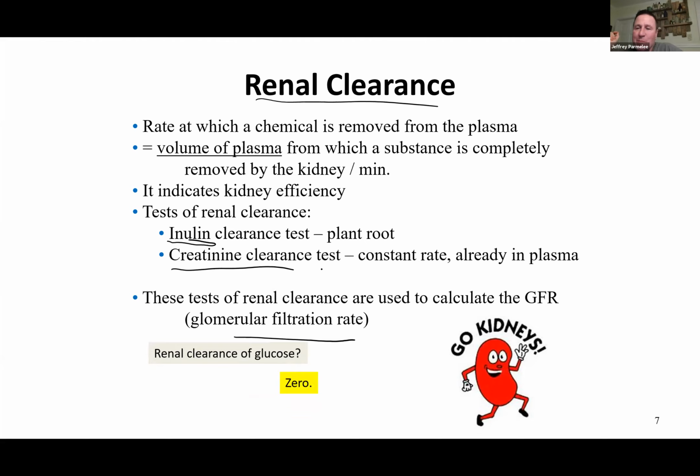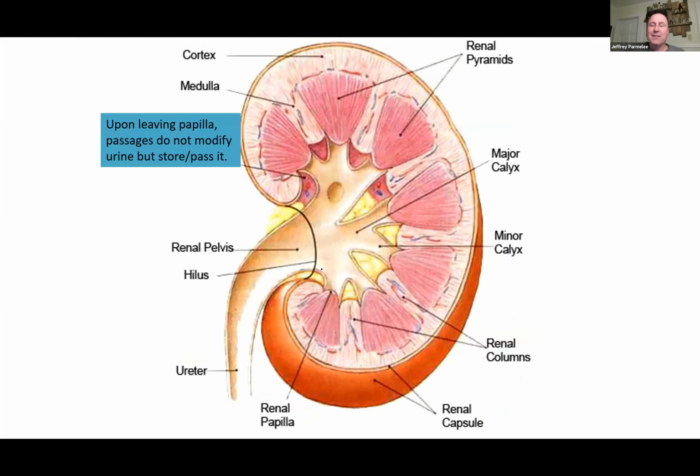You don't clear glucose. You reclaim all of it normally. All right. Beautiful. There's the anatomy of a kidney. You guys will see this. The people in the lab will take a look at this big old pig kidney. But again, remember, look at the pyramids. It's a beautiful picture. You can see the cortex, the medulla in the middle.